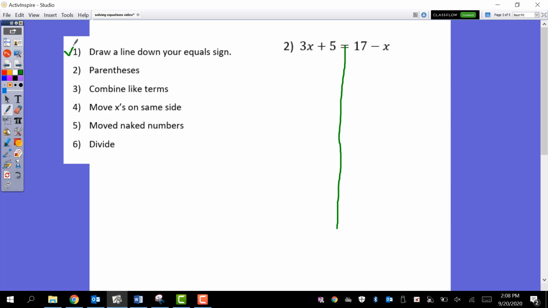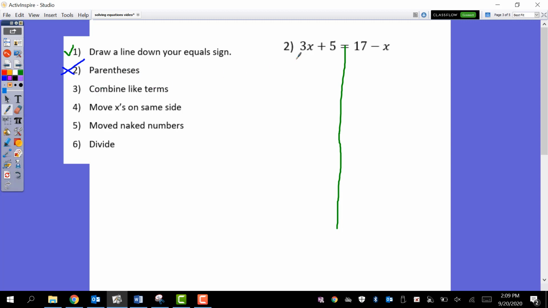Check. Okay, then I'm checking. Are there any parentheses? I'm checking. This does not count over here. That means question number 2. So in my equation, no parentheses. It's not there. Okay, great.